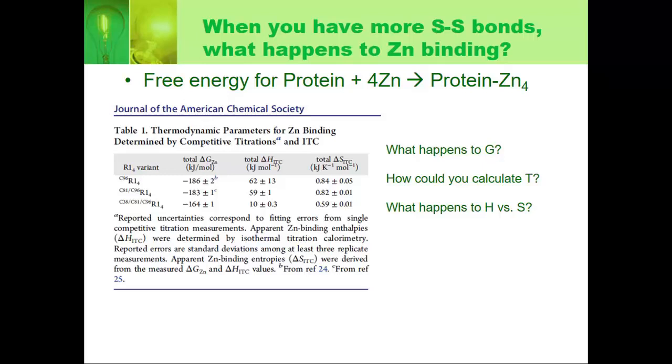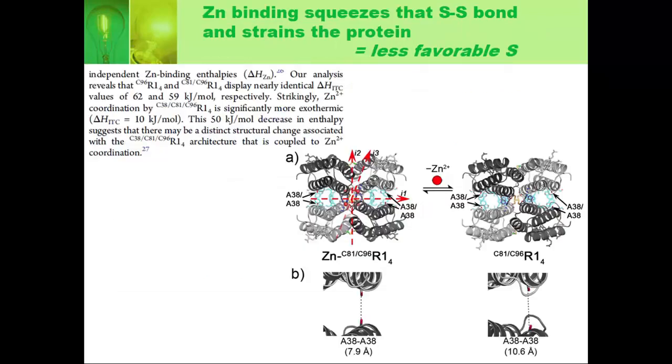And so you could write this as a K, right? You put this on top, put these on bottom, and don't forget to do the exponent 4 for the zinc. Okay? But you follow the same rules for this as you do for everything else. So this is how they interpret it. They interpret that zinc binding squeezes the disulfide bonds, and when you have both zinc and disulfide bonds together, it strains the protein. And that means you have a less favorable entropy. It's still entropy driven. It's still the major negative free energy component, right? But it's smaller than it was when you had fewer disulfides.